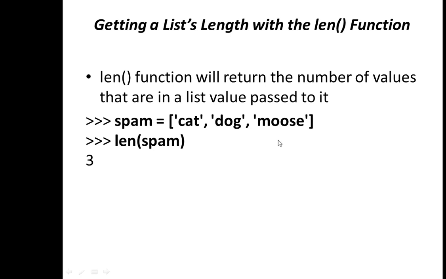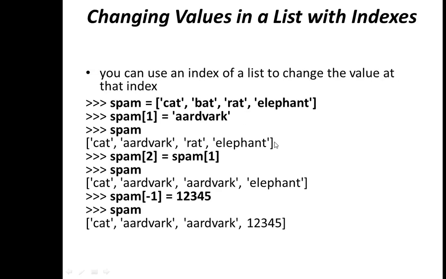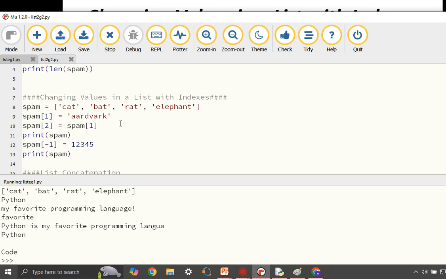The next concept is, can you change the values in a list? Yes, we can change the values in a list using the indexes. So here we have created a list called spam, and I am trying to change the value of spam of 1 with some random string here. That means spam 1 will now be replaced with this aardvark. Next, I am also assigning this spam 1 to spam 2. And when I say print spam, then what would be displayed?